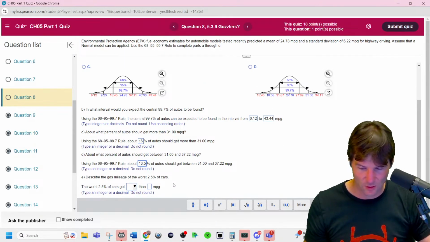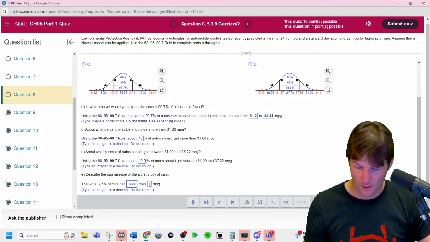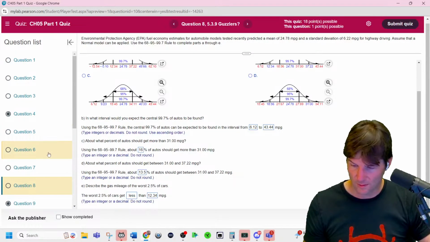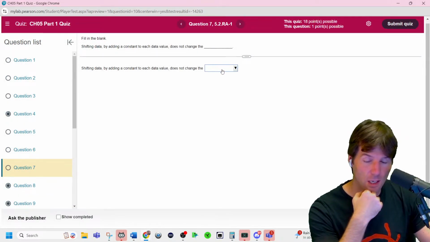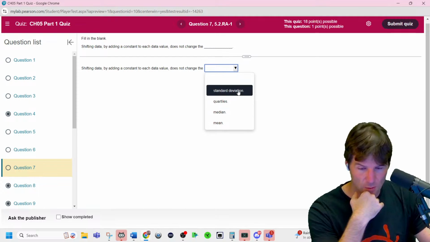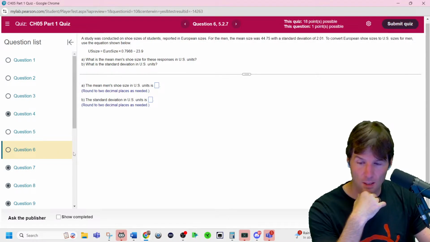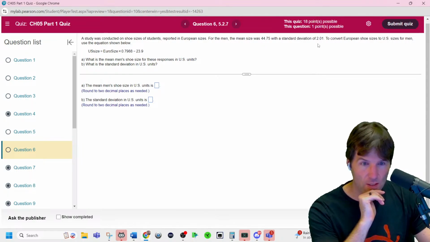I don't know. I like working these questions. The worst cars get less than a z-score of 2, so -2, 12.34. That should be right. How many more? Ugh, I don't know if I can... Shifting data by adding a constant does not change the spread of the data, and spread is part of standard deviation, and standard deviation is part of spread. What is the mean for shoe sizes after we change and run this formula on it? So for men, the mean was this, and the standard deviation was this.